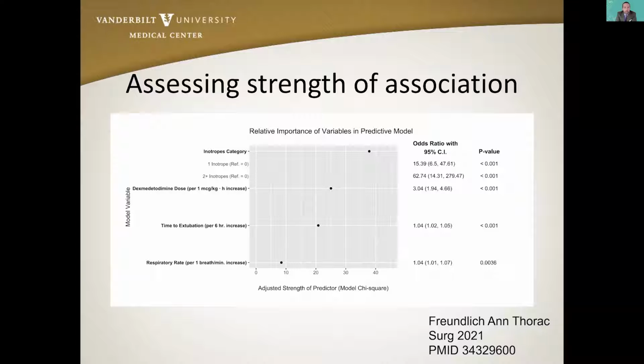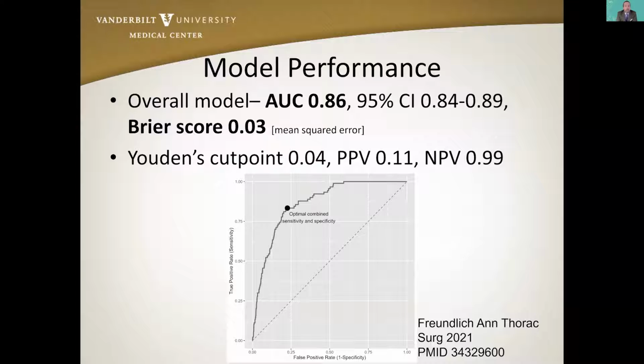The other 3 predictors that we included in our model were dexmedetomidine dose and time to extubation. So time from the end of anesthesia to that initial extubation. And finally, respiratory rate at the time of extubation. Our overall model had really nice performance using bootstrapped validation. So we had an AUC of 0.86.